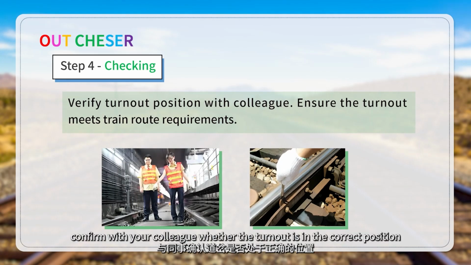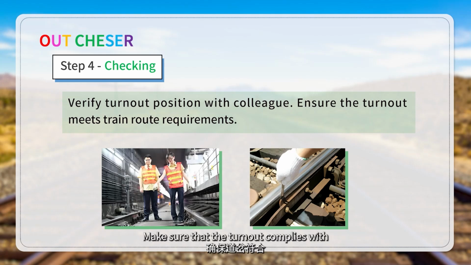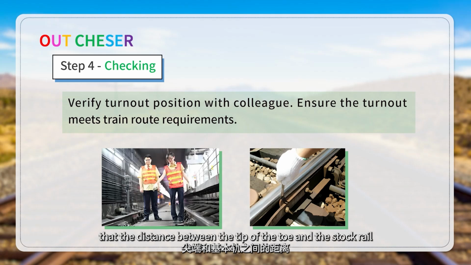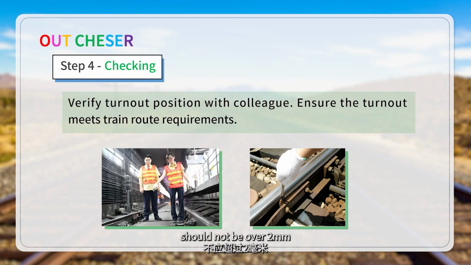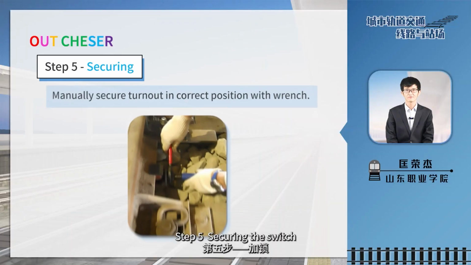Step 4. Checking the position. Confirm with your colleague whether the turnout is in the correct position. Make sure that the turnout complies with the requirements for the train's route and ensure that the switch toe and the stock rail are in as close contact as possible. It's critical to know that the distance between the tip of the toe and the stock rail should not be over 2 mm.